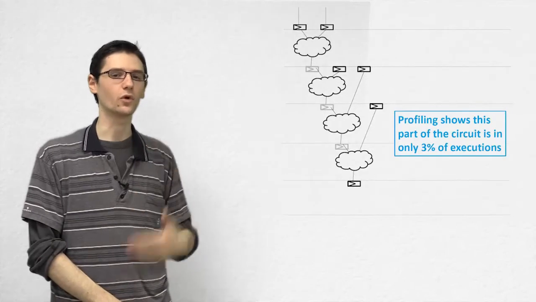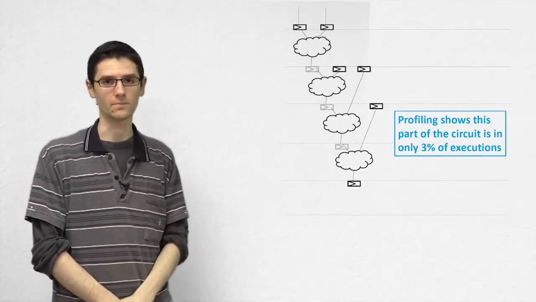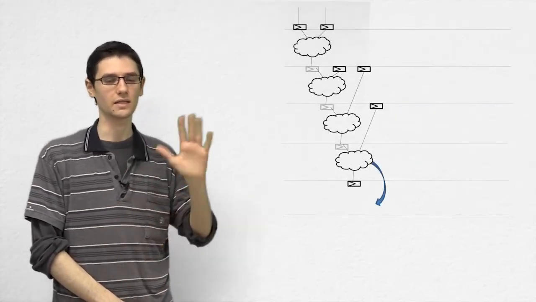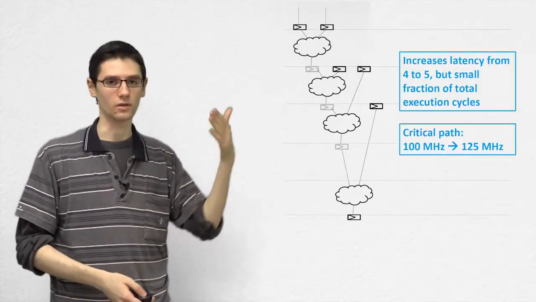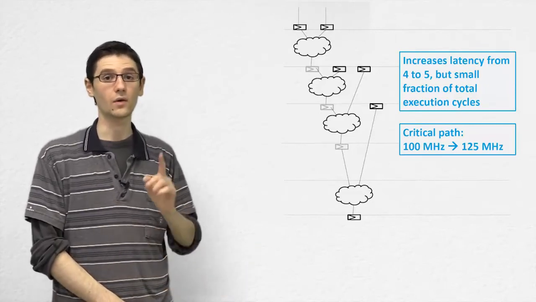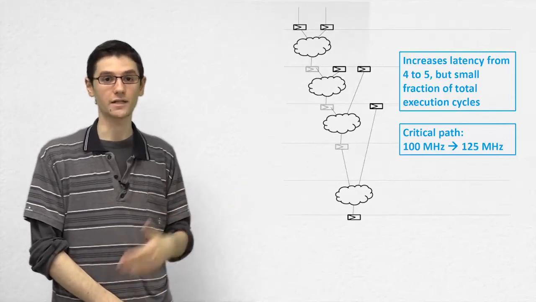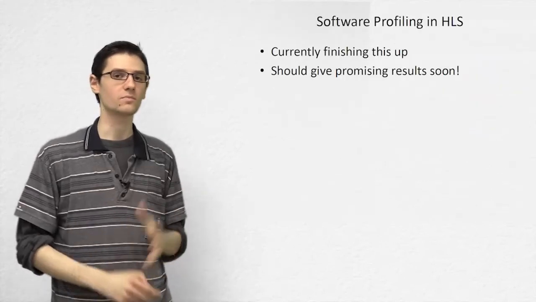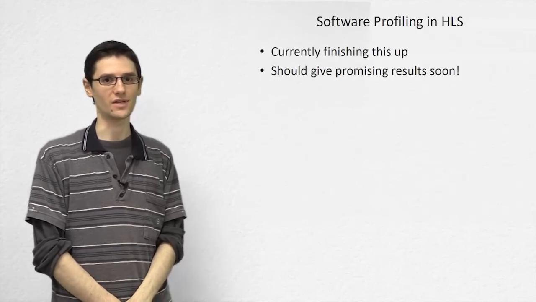Let's say that we then run a profiler on the software that generated this circuit and see that it executes about 3% of the time. What that means then is that we can extend the deadline of this part of the circuit. Let's say it took 4 cycles to complete. We can let it take 5. Doing this will extend the overall number of steps in our circuit, but because it only runs about 3% of the time, that's not a big deal. However, that would increase the speed of this part of the circuit from 100 megahertz to 125. And if this was a critical path for our entire circuit, the whole circuit would speed up. So I'm still working on implementing this, but it really should give promising results. And I'm excited to see how that turns out.